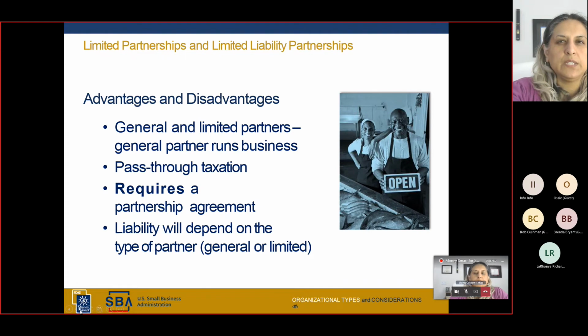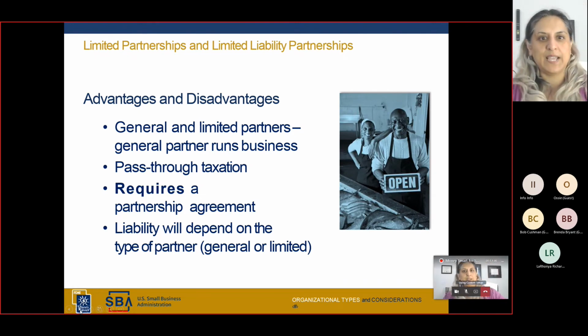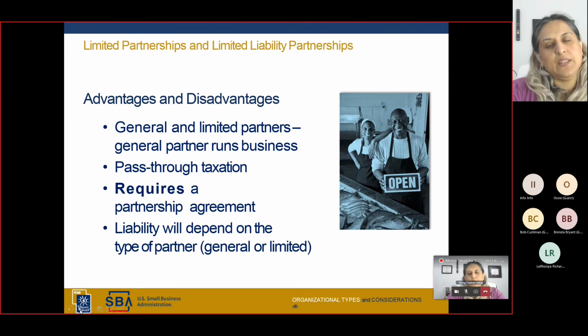One of the reasons they do this is, for instance, if you're owning a restaurant and you want to become an investor in the restaurant, you might not know how to cook at all. So you're going to limit what that partner can do. I can contribute money. That's all I can do. So that means I'm not managing the day-to-day tasks. I'm not ordering food. I'm not doing anything other than just contributing money.